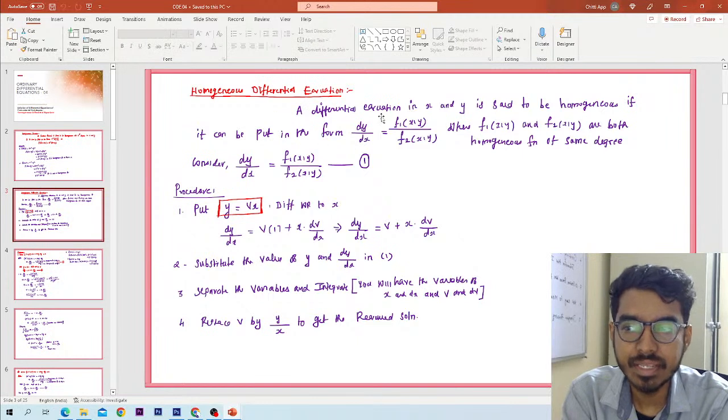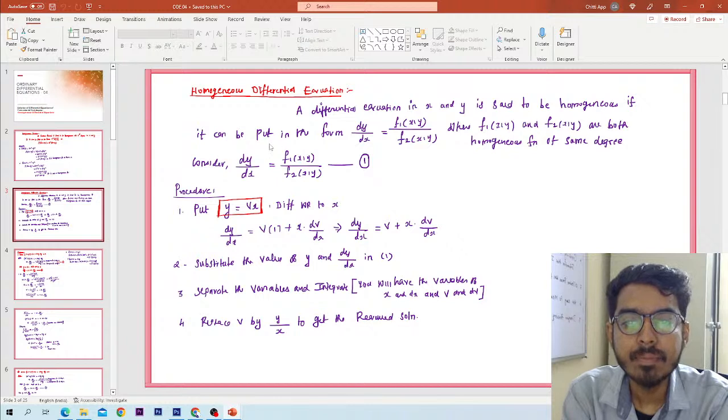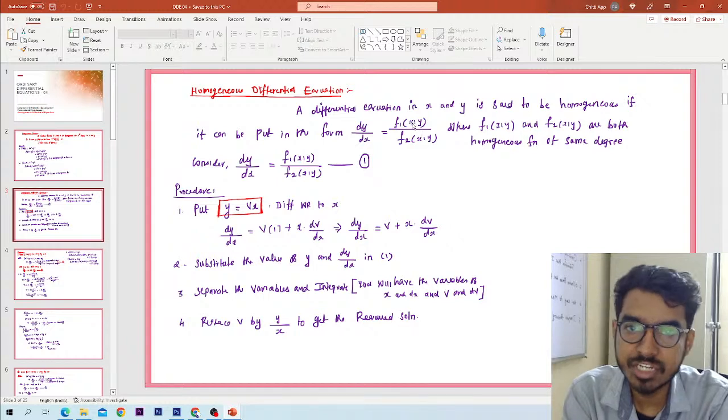A differential equation in x and y is said to be homogeneous if it can be put in the form dy by dx is equal to f1 of x comma y divided by f2 of x comma y, where f1 and f2 both are homogeneous functions of the same degree, right? This is what we discussed in the previous class. If it can be put in this form, then you have to follow these 4 procedures.